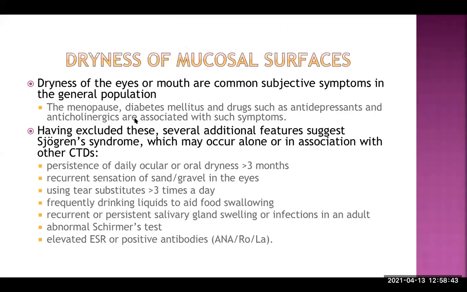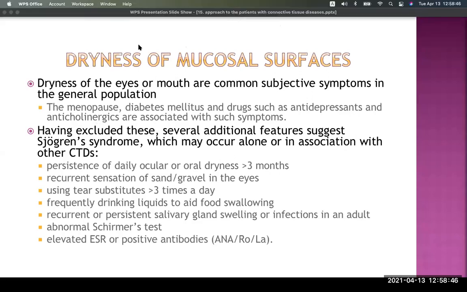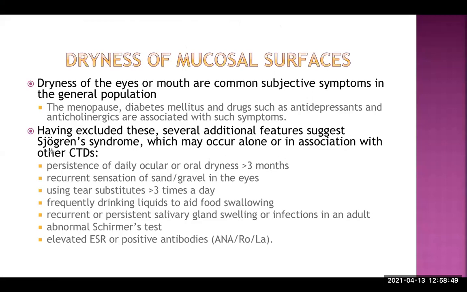Now, having excluded them, then think about Sjogren syndrome, especially if these features are present: persistence of daily ocular or oral dryness for more than 3 months, prolonged dryness, recurrent sensation of sand or gravel in the eye. This is another feature of Sjogren syndrome. Recurrent foreign body sensation in the eye. Using tear substitutes more than 3 times a day is also not normal.